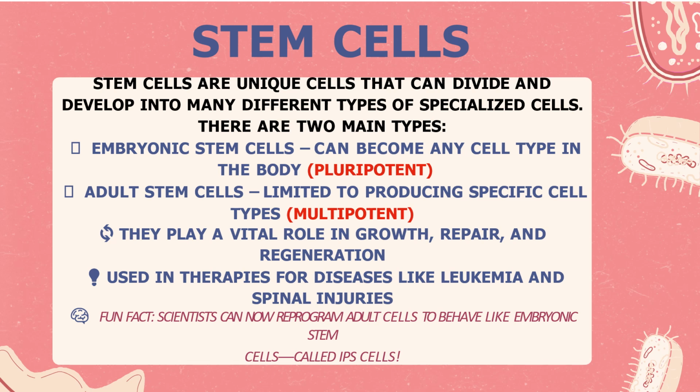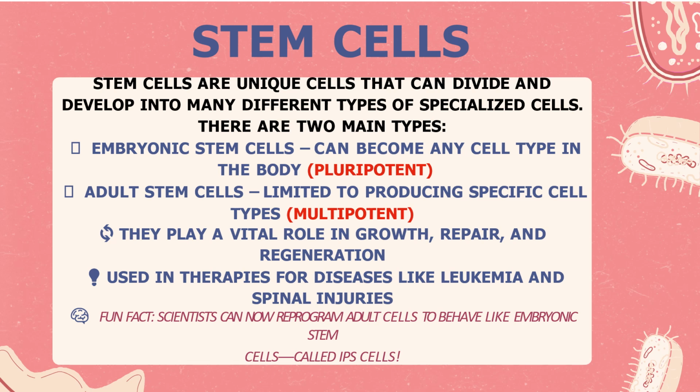Adult stem cells, on the other hand, are multipotent, more limited in scope but essential for daily maintenance and healing. Found in tissues like bone marrow, fat, and even the brain, they repair structures, such as regenerating blood cells or healing muscle. Stem cells play a critical role in development, growth, and regeneration throughout life. In medicine, they're a game-changer, used to treat leukemia through bone marrow transplants, and being explored for conditions like Parkinson's, heart disease, and spinal cord injuries.